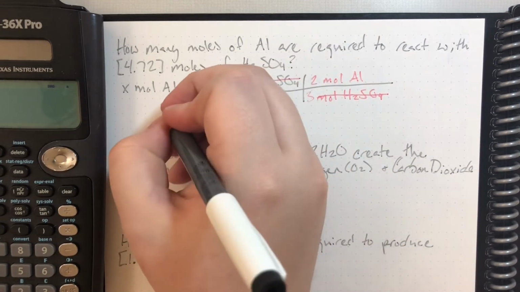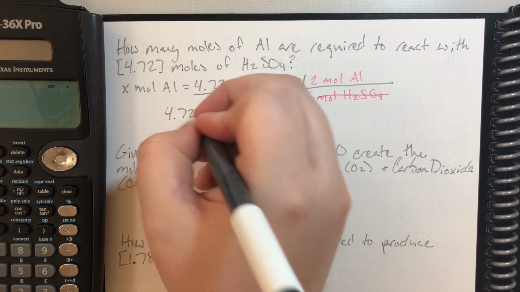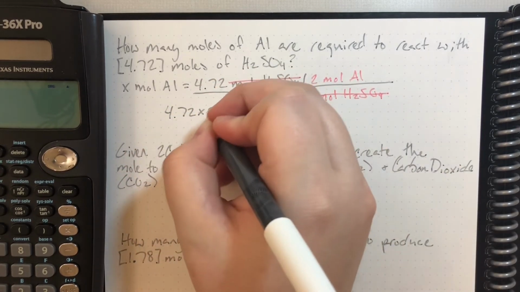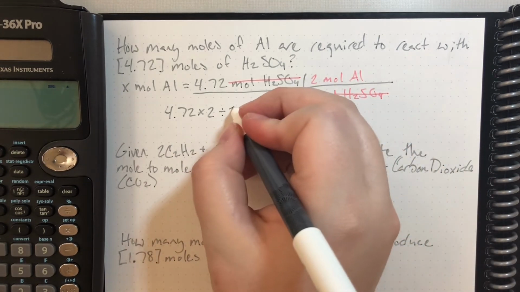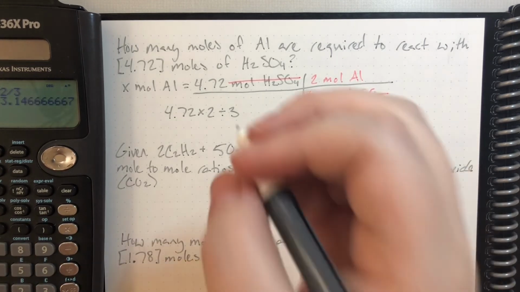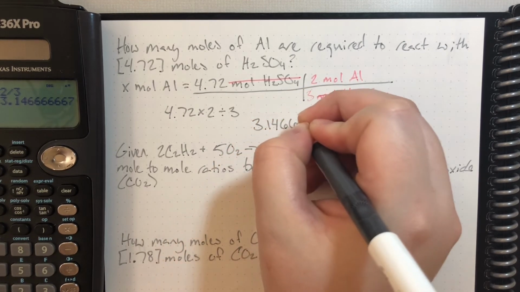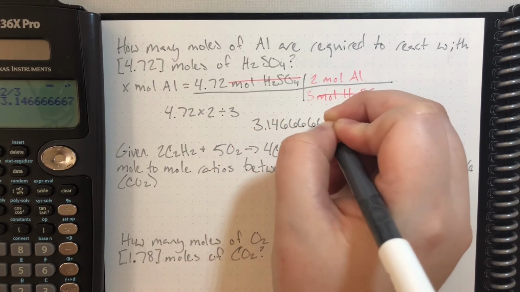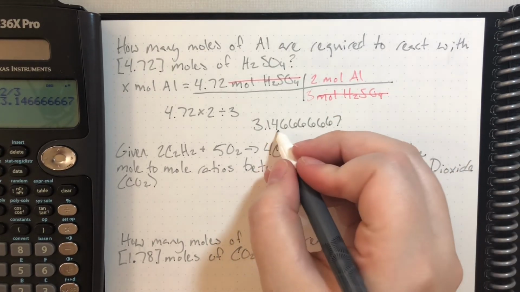I will be multiplying everything that is in the numerator, so 4.72 times 2, and I will be dividing by everything in the denominator, so I will be dividing by 3. 4.72 times 2 divided by 3 will give me the number 3.14666667. Blend wants 3 decimal places, 1, 2, 3.